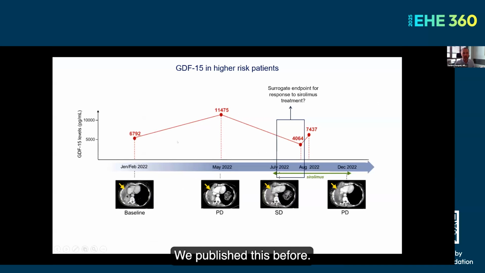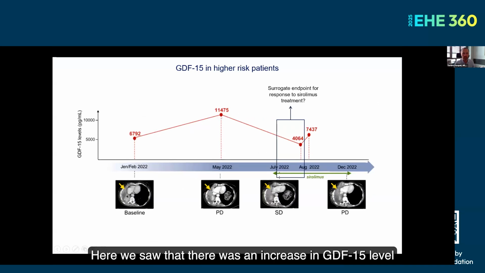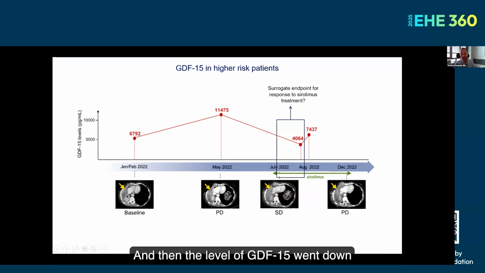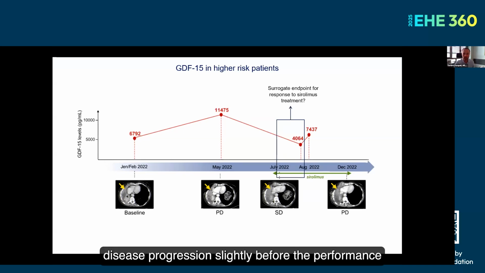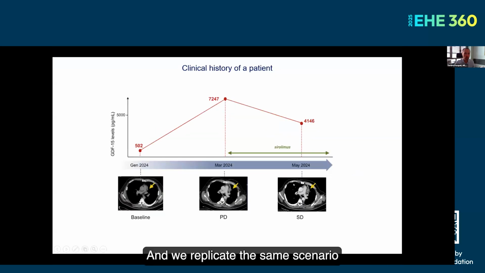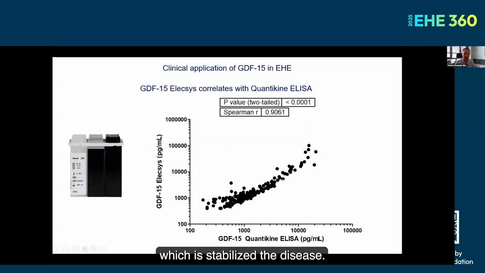We published this before. Here we saw that there was an increase in GDF15 level with the progression of the disease, and then the level of GDF15 went down when treatment with sirolimus was started, and shot up again possibly when the disease was progressing. So we were able to identify disease progression slightly before the performance of a CT scan, and we replicated the same scenario in some new patients, and this is just another example of GDF15 going up with the progression of the disease and going down with the use of sirolimus, which stabilized the disease.